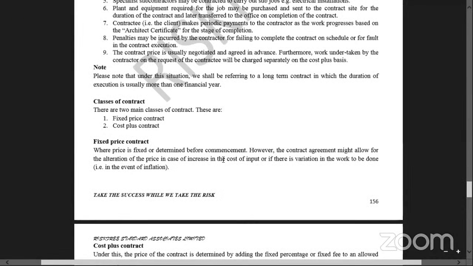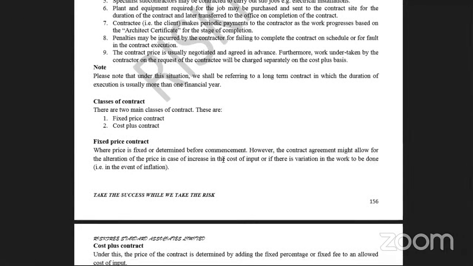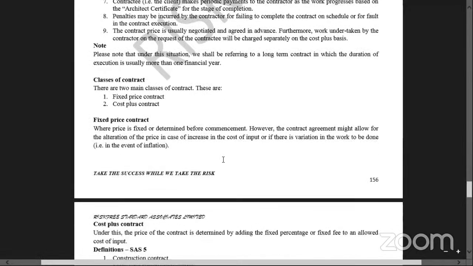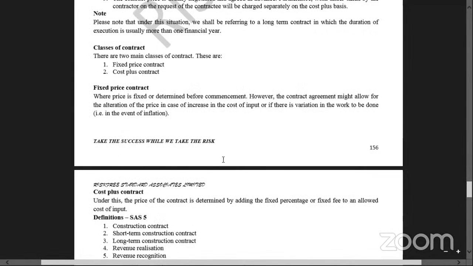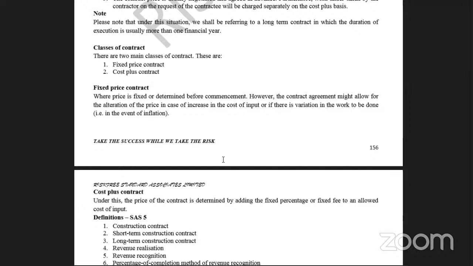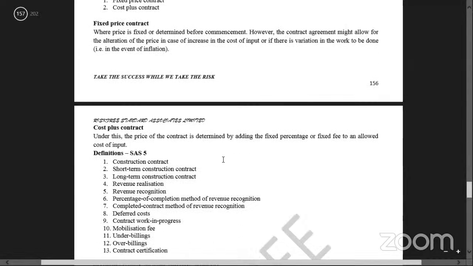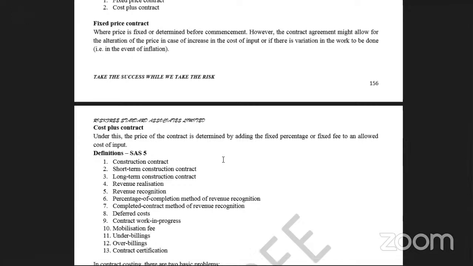Long-term contract means a contract that will last for more than 1 year. So what are the classes of contracts that we have? There are two main classes of contracts: fixed price contracts and cost plus contracts. Under the fixed price contract, the price is fixed or determined before the commencement, like what you see in government contracts.